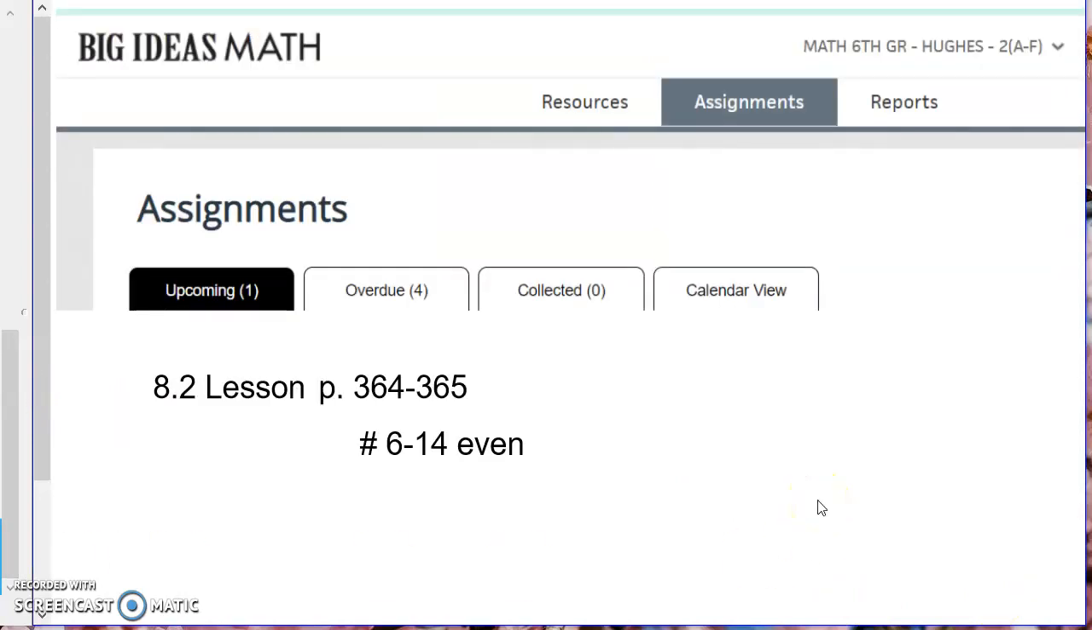So today's homework assignment is of course going to be on bigideasmath.com. I'm thinking it's going to be from page 364 to 365. It should be in the upcoming tab, and problems will most likely be number 6 through 14 even.